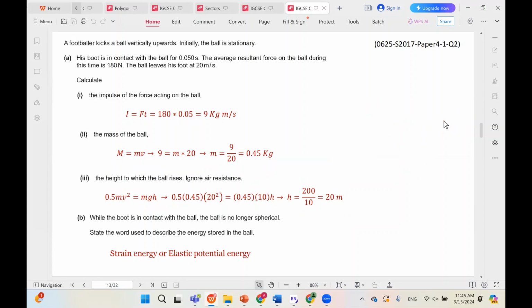While the boot is in contact with the ball, it is no longer spherical. State the word used to describe the energy stored in the ball. This is called strain energy or elastic potential energy.